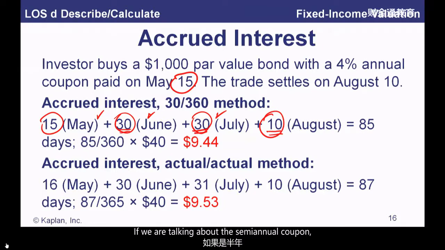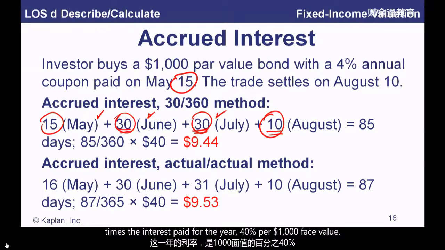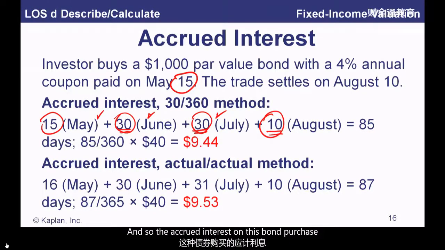If we were talking about semi-annual coupons, it'd be the percentage of the semi-annual period, and it would be 85 days over 180 because the next coupon date is coming up sooner. So here, 85 over 360, that portion of the year times the interest paid for the year, 40 per $1,000 of face value, and so the accrued interest on this bond purchase is going to be $9.44 a bond.